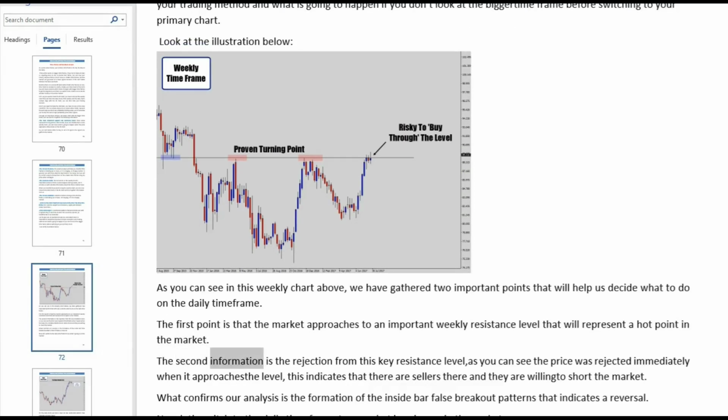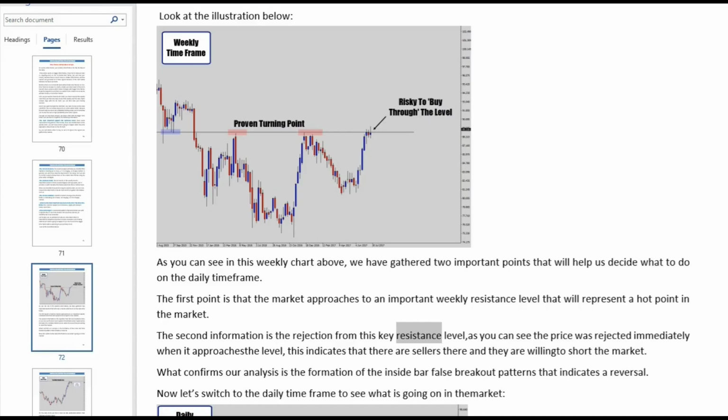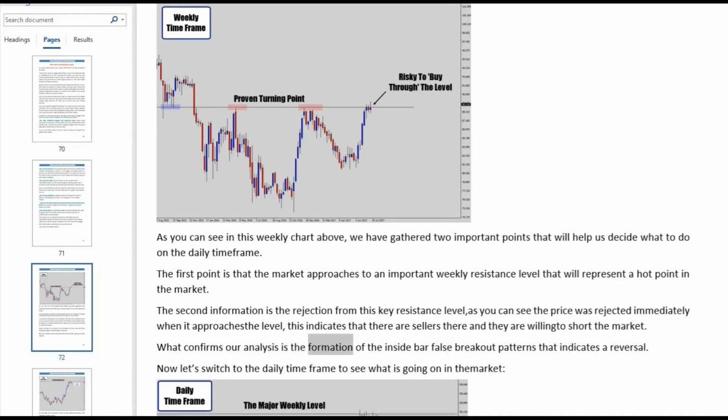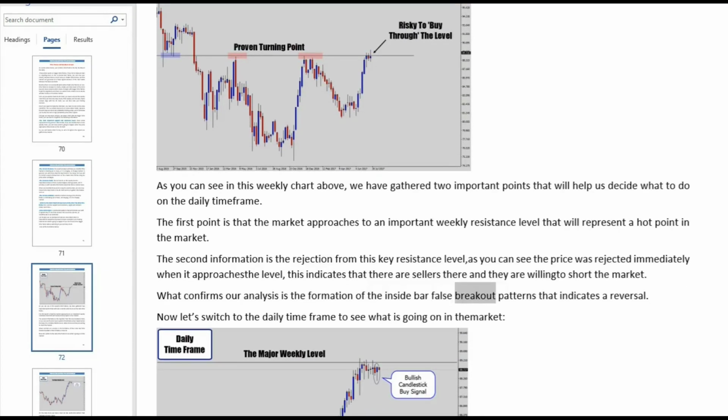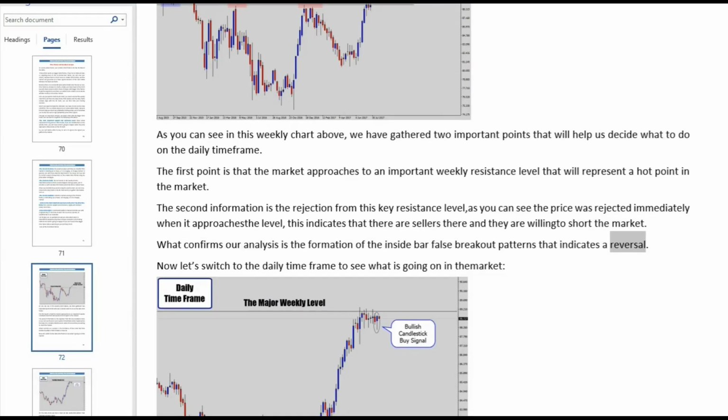The second information is the rejection from this key resistance level. As you can see, the price was rejected immediately when it approached the level. This indicates that there are sellers there and they are willing to short the market. What confirms our analysis is the formation of the inside bar false breakout pattern that indicates a reversal.